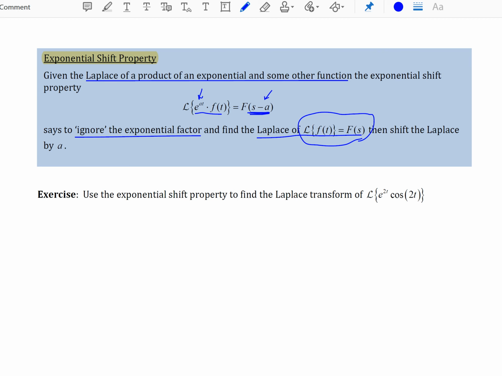So let me show you this with an example. Let's find the Laplace of e to the 2t cosine of 2t. Here I'm going to start with just the Laplace of the cosine of 2t. Now, using our table of Laplace transforms, the Laplace transform of cosine of 2t is going to be s over s squared plus 4.